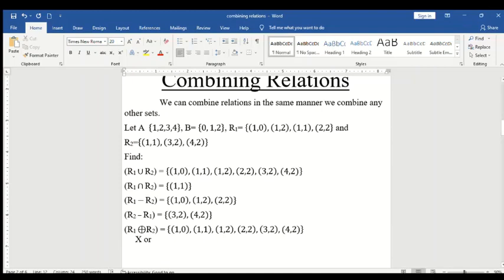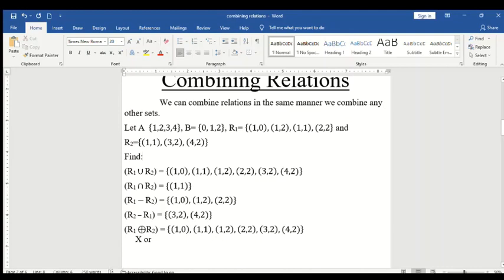For now, we have R1 XOR R2, meaning it can be the one for R1 or the other for R2. For example, for the set of R1 we have (1, 0), (1, 2), (1, 1), (2, 2), and for the set of R2 we have (1, 1), (3, 2) and (4, 2).